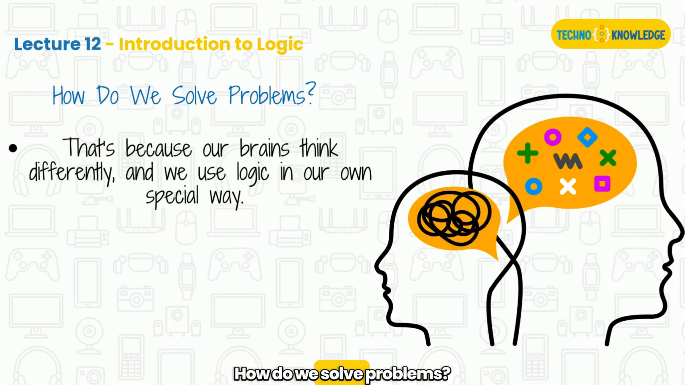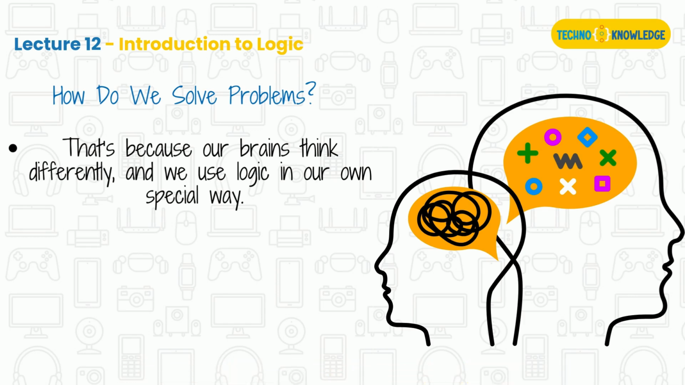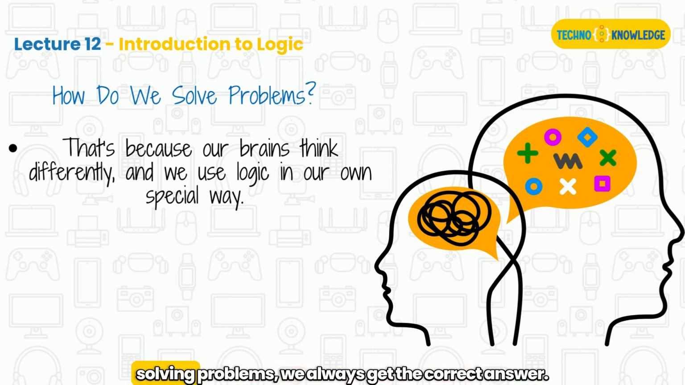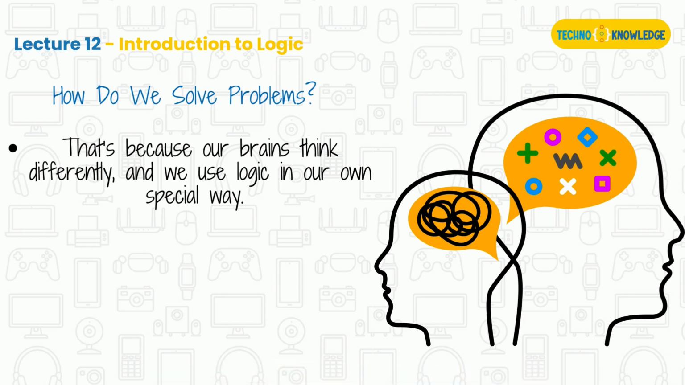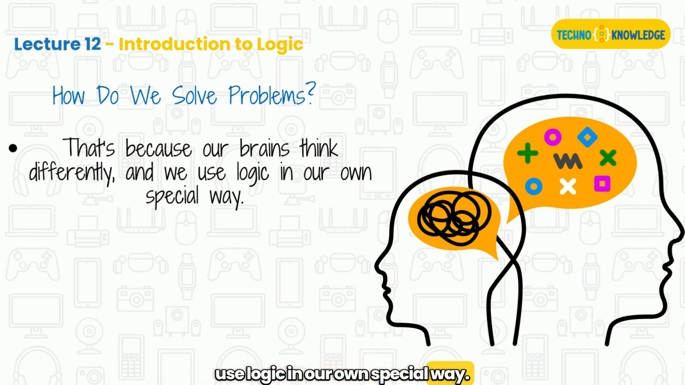How do we solve problems? Did you notice something cool about all these examples? Even though we all have different ways of solving problems, we always get the correct answer. That's because our brains think differently, and we use logic in our own special way.